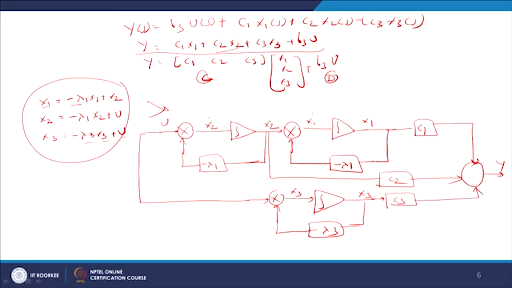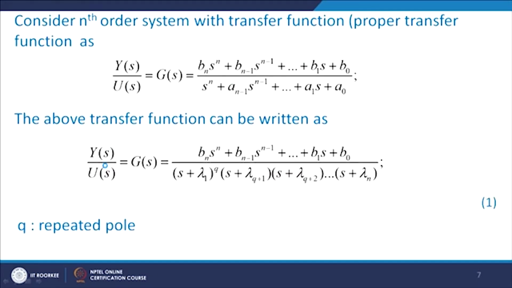Y equals C1 x1 plus C2 x2 plus C3 x3, but now here is another term B3 u. Now, we have to connect B3 u. So, u is there. So, what we do simply, we will connect the block B3 into u. So, this is u. So, we have determined the state space model in Jordan form, when Jordan form is used when there are repeated eigenvalues.